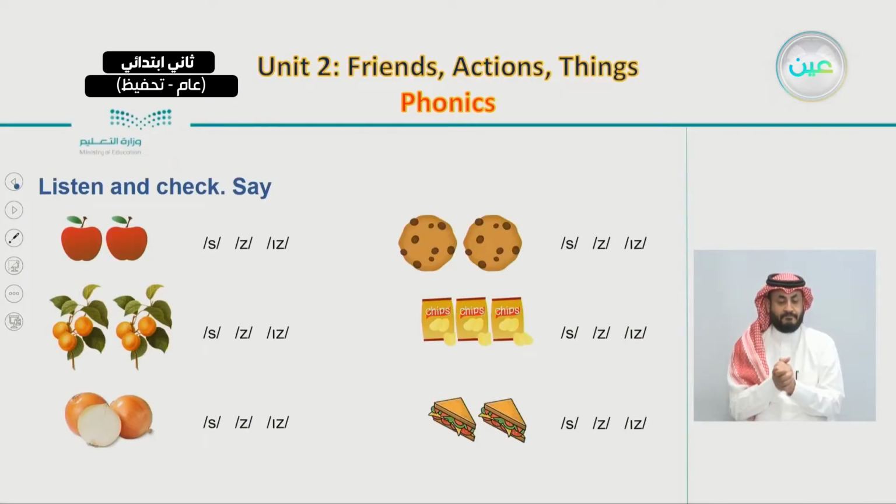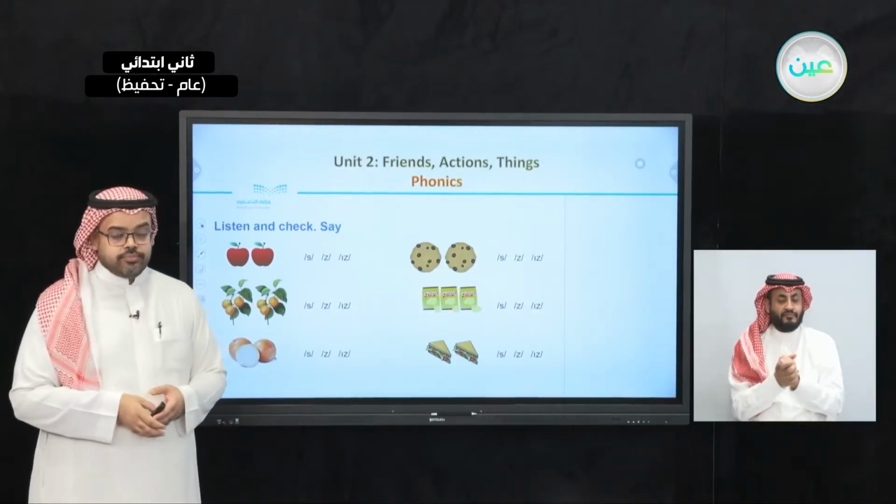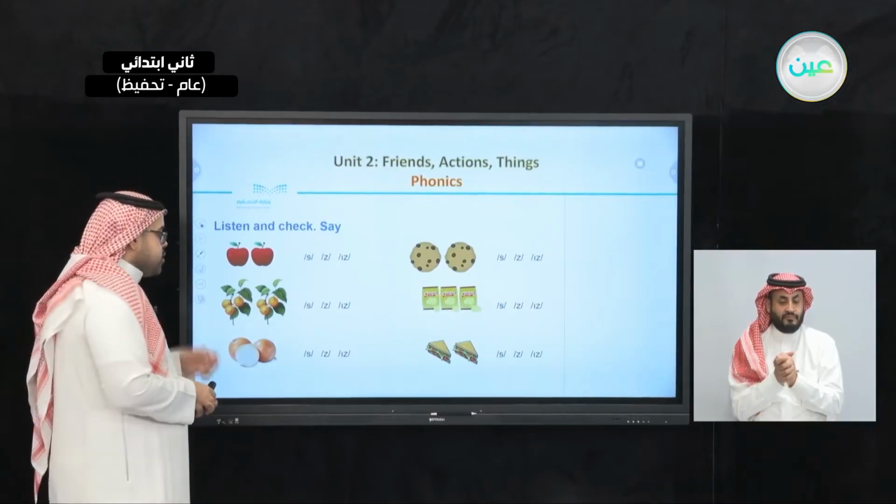On page 16, here we're going to learn about the different s sounds in the plural. So here we have different types of food, and each one of them has a different sound at the end. So what we are going to do is that I'm going to pronounce these different types of food, and after this I'm going to point, and then you can repeat after me. So let's begin with the first one.